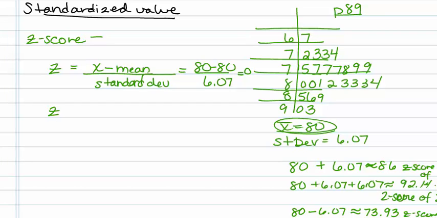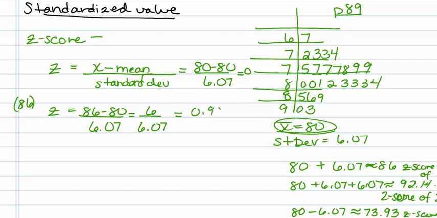If we were trying to find a z-score of, let's say, 86: 86, take away the mean, divided by the standard deviation. It should be approximately 1. I think when we actually divide it, we're going to get 0.99, but it should be pretty close to 1 because it's 1 standard deviation away from the mean, and it's in a positive direction.